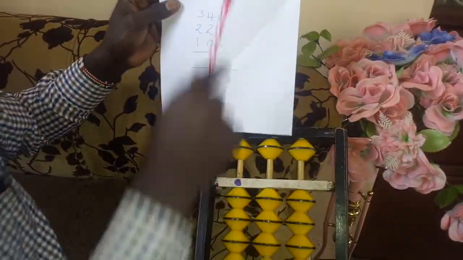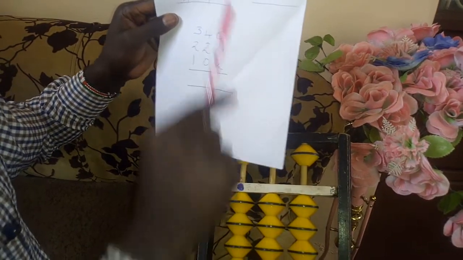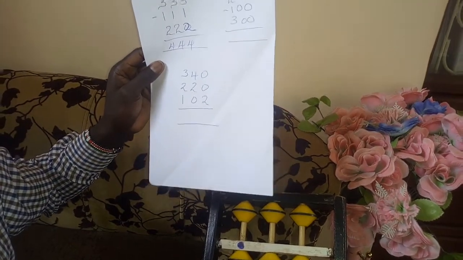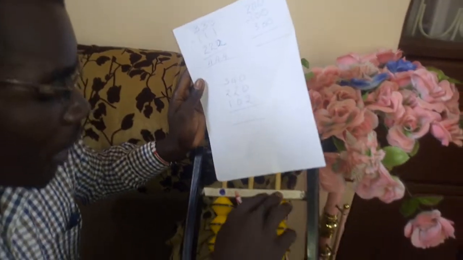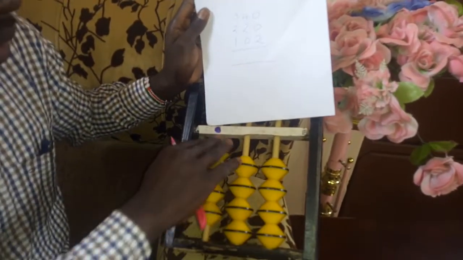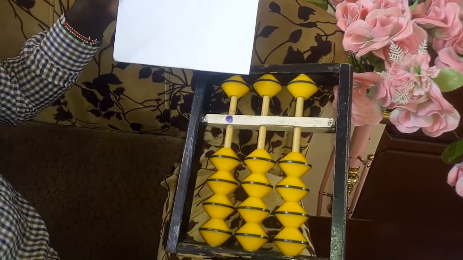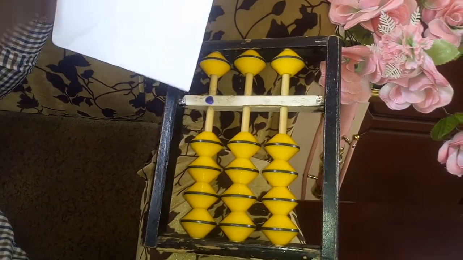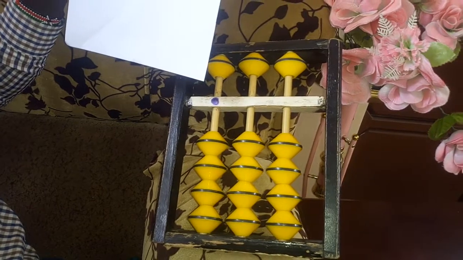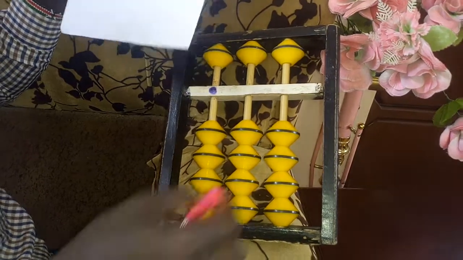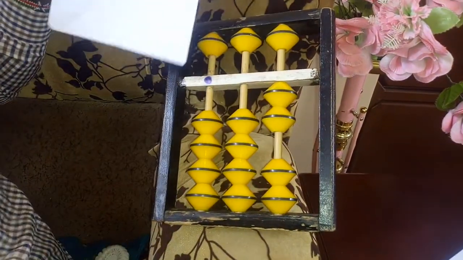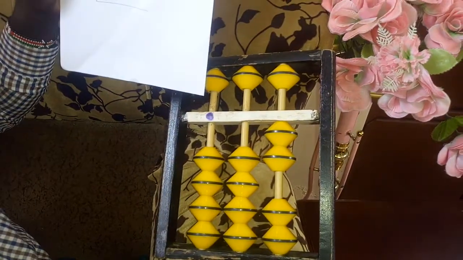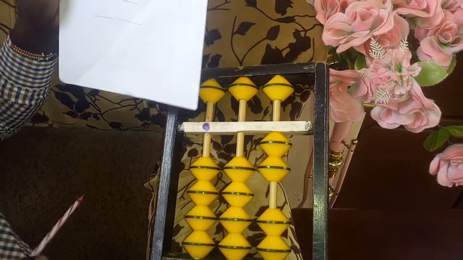Next, 200. Take away 100. Add 300. Now, I clear my abacus first, then I start. 200. 200 is made up of 2 hundreds and 0 tens, 0 ones. So I will add 200. That is 200. Take away 100. You less 100.